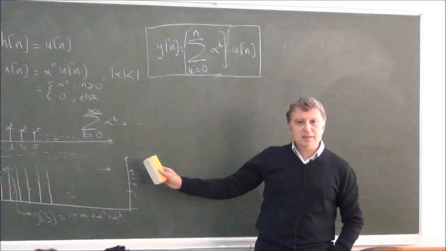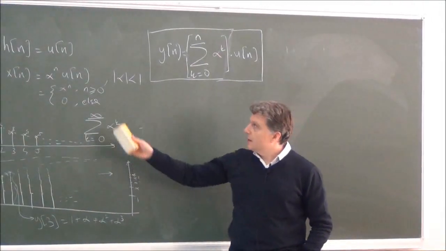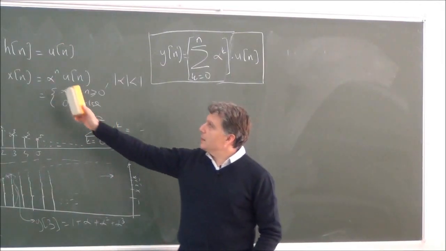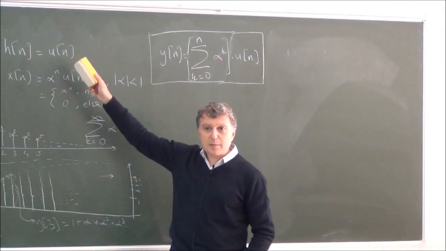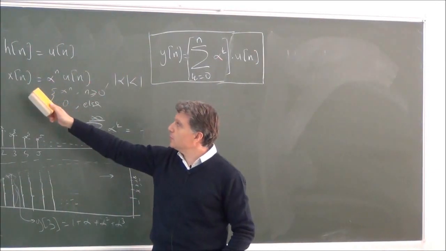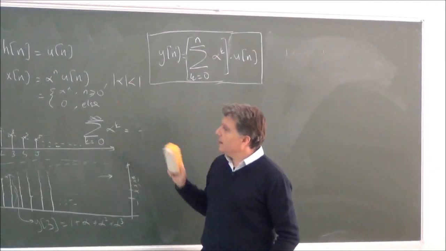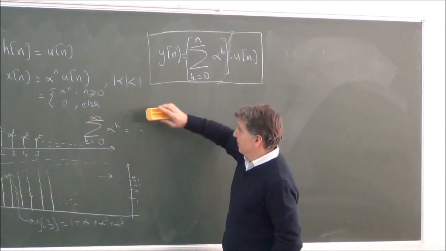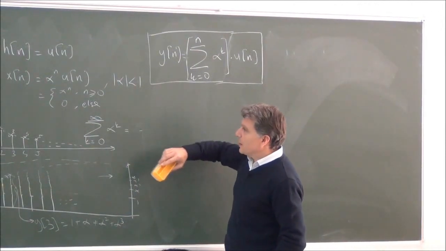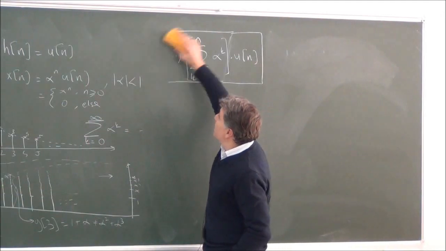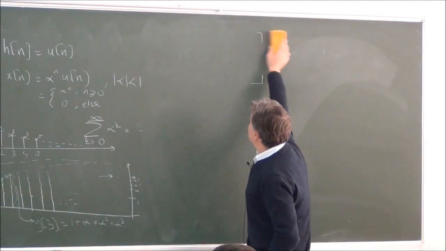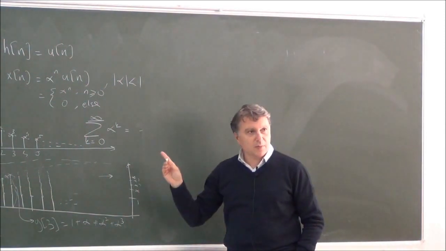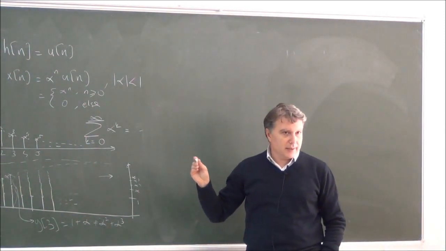Let's continue with this particular example. In this example, we said that the impulse response is the unit step, and the input is a decaying signal like this, starting from 0. And we found the output like this. I recommend I give you this one as an exercise. Be careful about this. You should really try it.